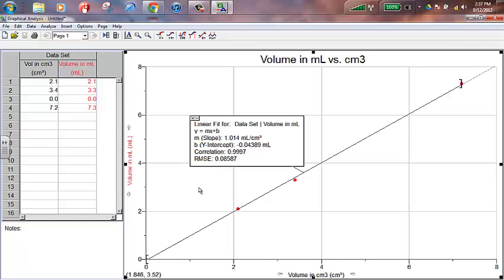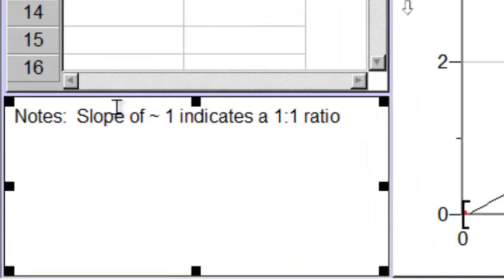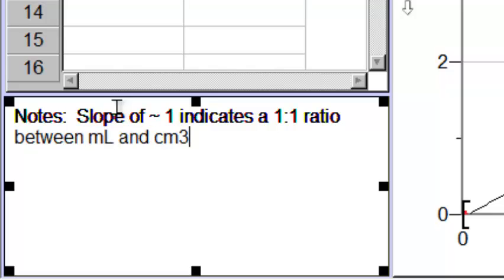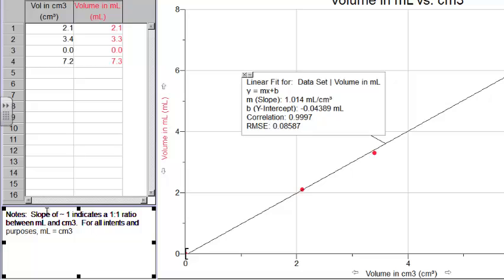So what does this really mean? Well, in the notes section here, I can make a little note here. What this really means is that the slope of just about 1 indicates a 1-to-1 ratio or proportion between milliliters and cubic centimeters. So for all intents and purposes, milliliters are equal to cubic centimeters. All right?